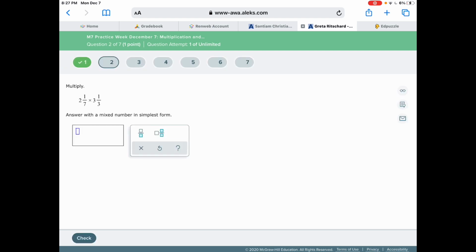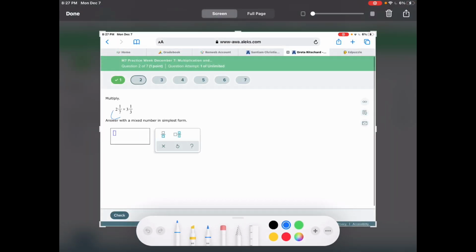All right, next problem, same thing. 2 times 7 is 14, and 14 plus 1 is 15. 15 sevenths. And if you think about it, it makes sense because 7 over 7 is 1, right? And if there are 2 of those, that would be 14 over 7. And then 1 over 7 makes 15 over 7.